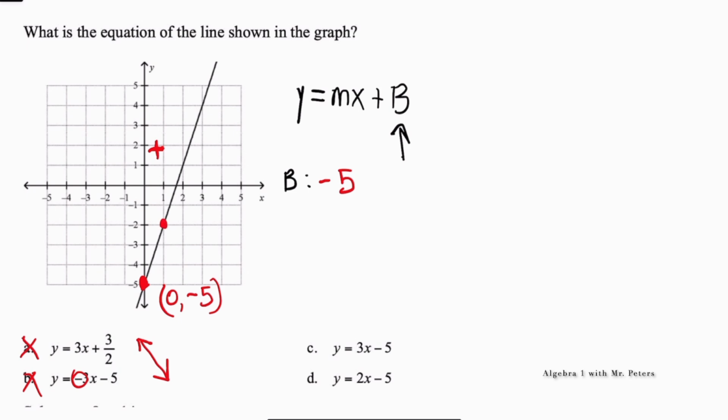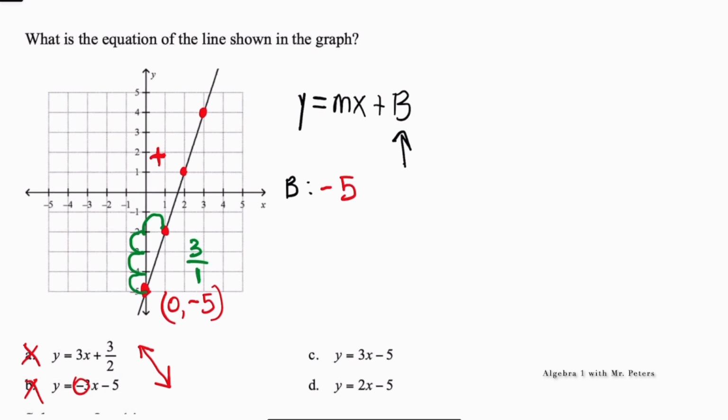Now, to figure out which answer this is, we just need to pick at least one other point on the graph. I picked 3. And if we do the rise over run for these, let's see. I go up 1, 2, 3 over 1. So this gives me a rise over run of 3 over 1. And if we want to be sure and double check, if we do the second 2 points, 1, 2, 3 over 1, I know that the correct answer would be C. Y is equal to 3x minus 5.